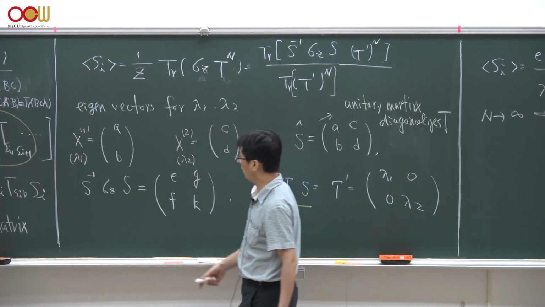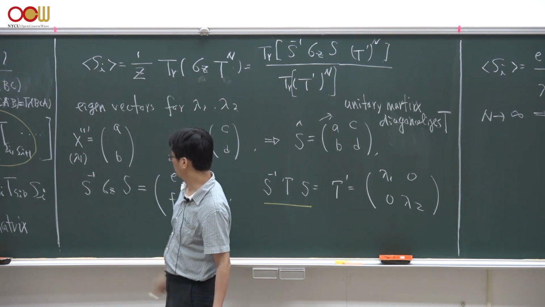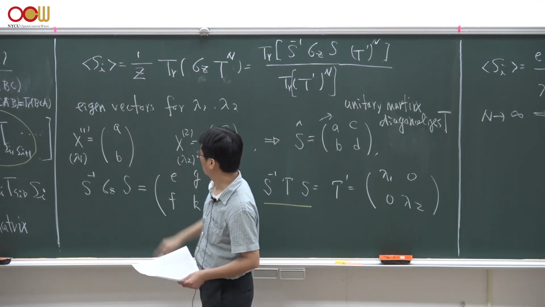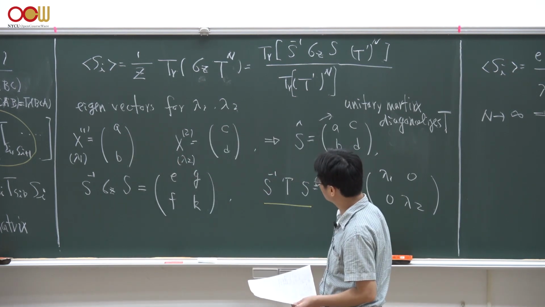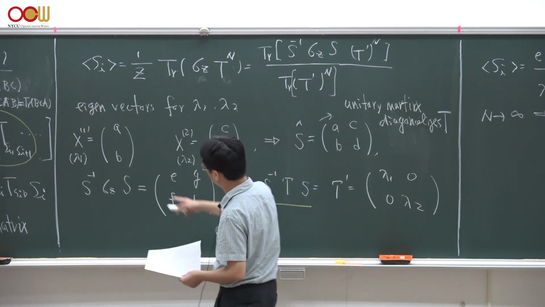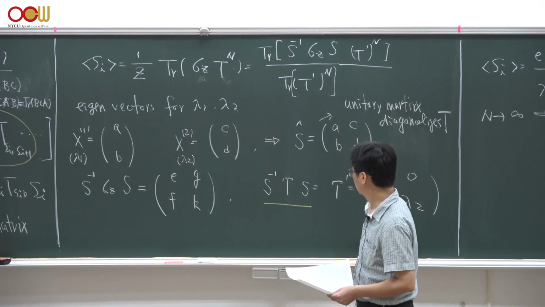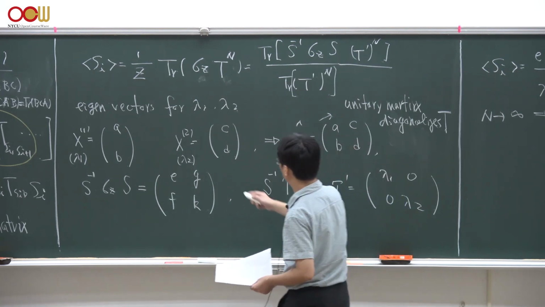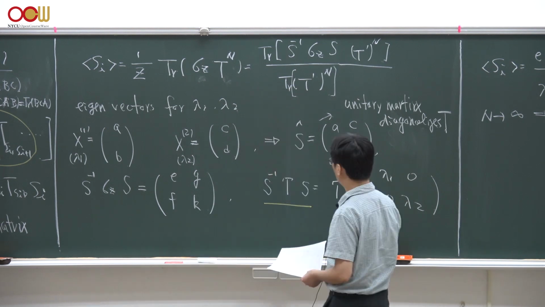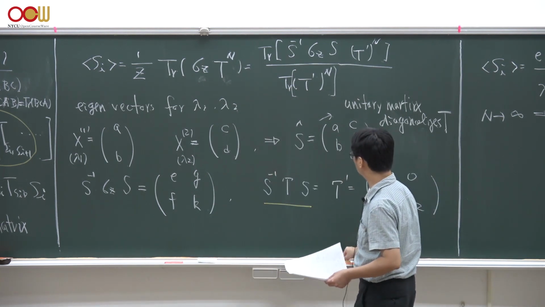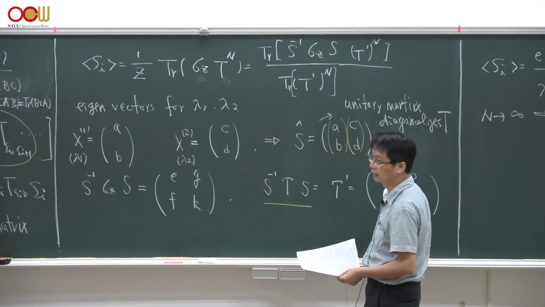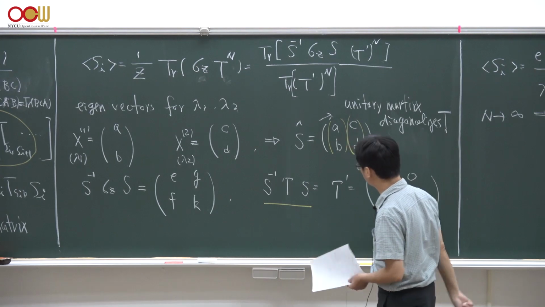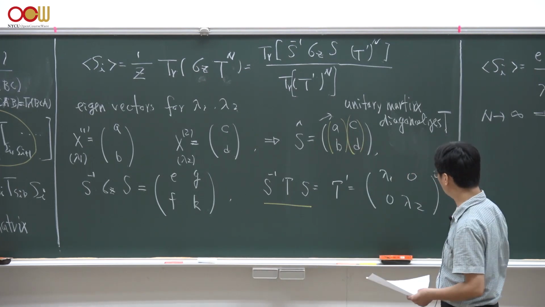If I use x1 to represent the eigenvector for lambda 1, which is a 2 by 1 column matrix with the matrix elements A and B, and x2 is the second eigenvector for the second eigenvalue, lambda 2, which has the matrix elements C and D, we simply combine these two eigenvectors in this fashion, and we can make a unitary matrix. And then we could show that this T matrix becomes T prime, which is diagonal.